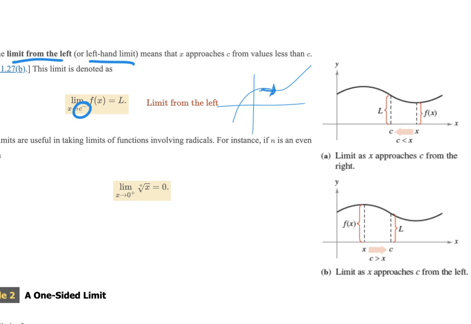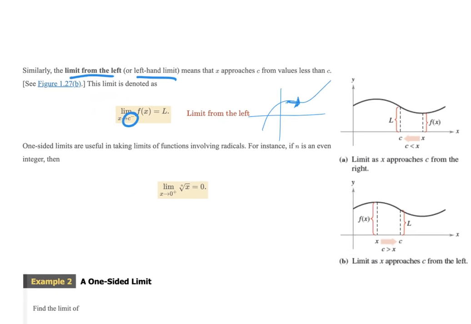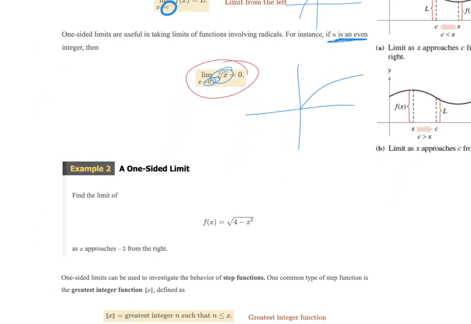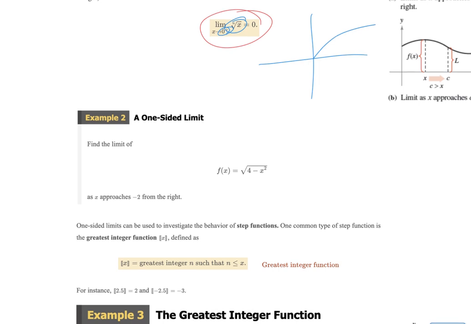Now, one-sided limits are useful in taking limits of functions involving radicals if you have an even index, if n is an even index. Okay, because if we have the square root of 0, there is no limit from the left because the function doesn't exist. So we'll just take a one-sided limit, and we'll take that limit from the right. So let's look at example 2, a one-sided limit.